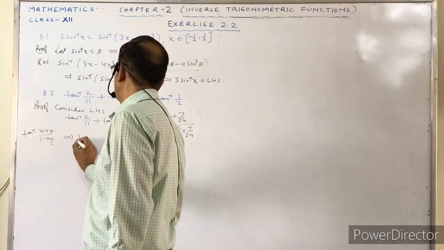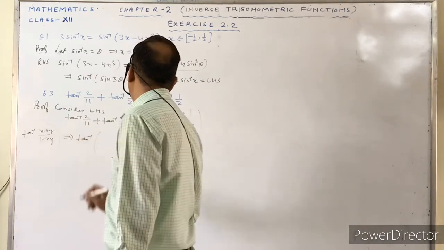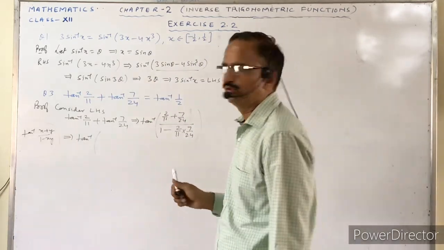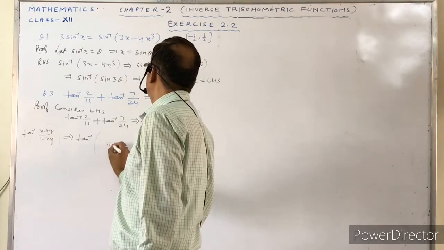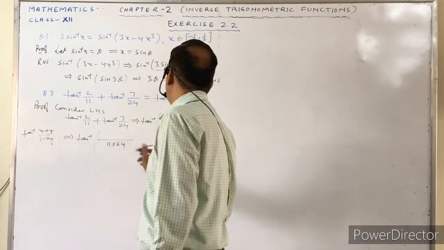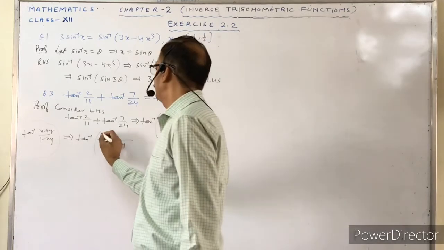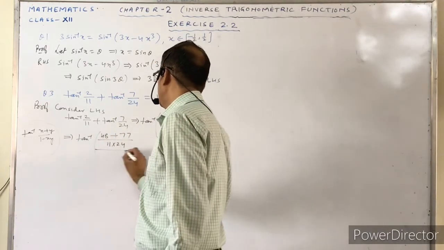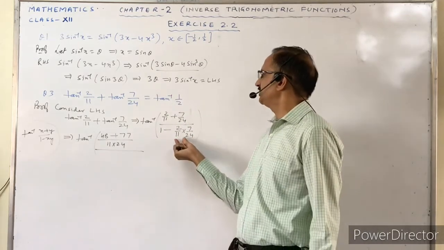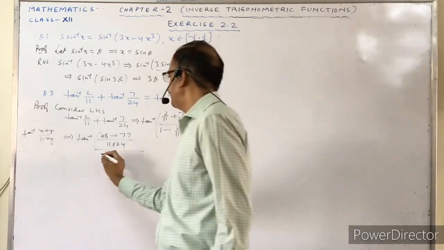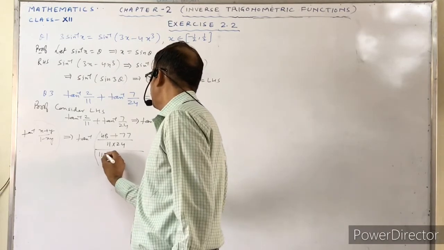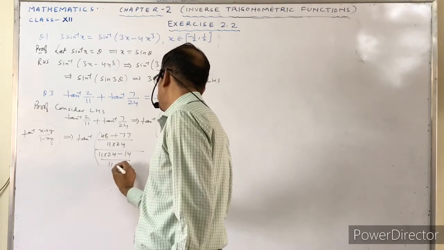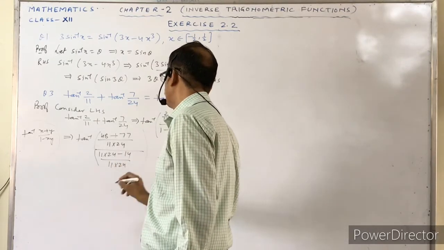So we will get tan inverse. In the numerator the LCM is 11 into 24. So we can write 11 multiplied by 24, that is 264, plus 2 times 24 is 48, and this becomes 77. In the denominator also the LCM is 11 into 24. When we simplify we will get 11 into 24 minus 7 times 2 is 14, over 11 into 24.